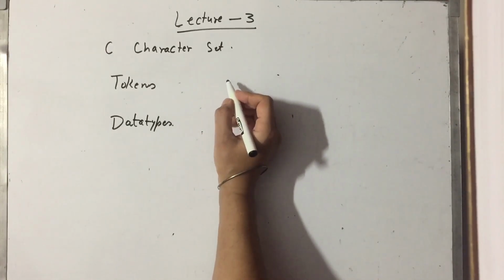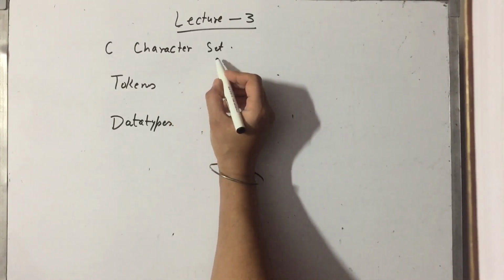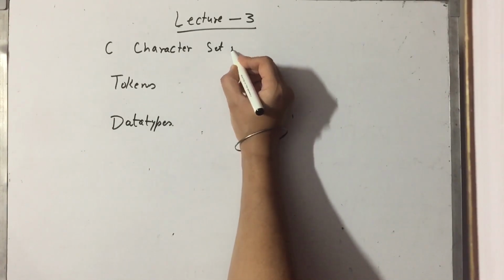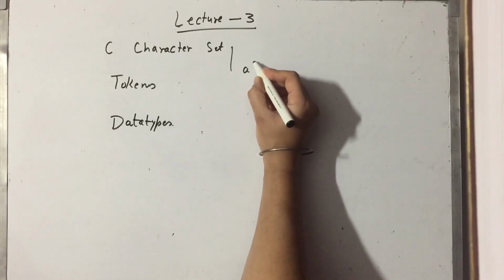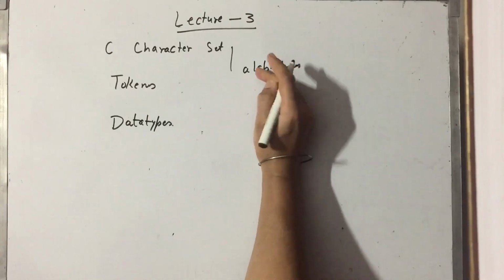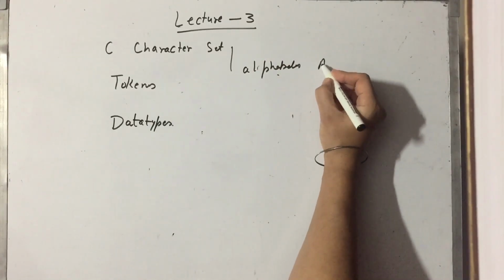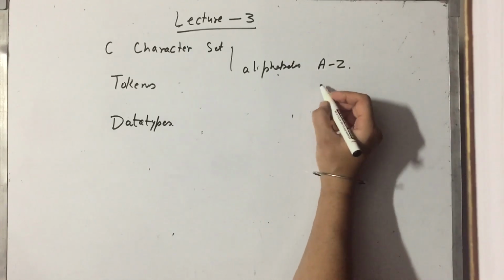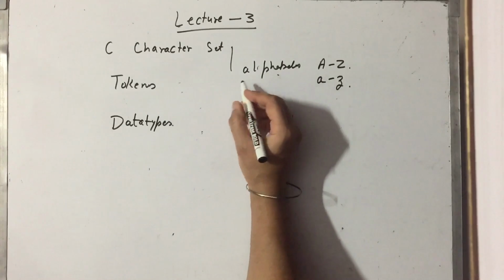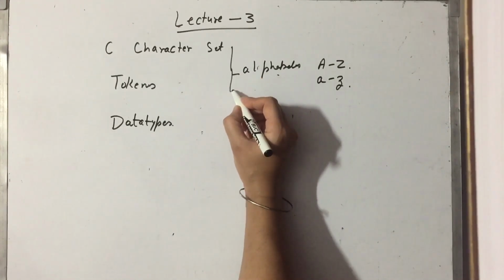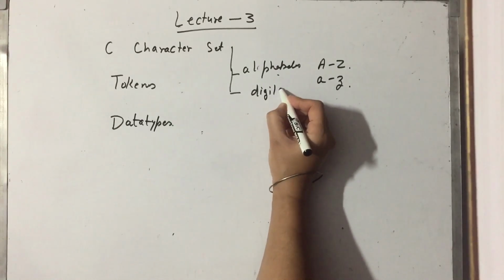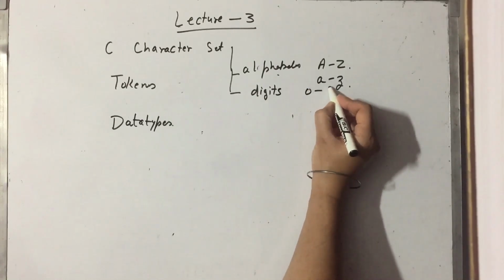So first let us pick up the first thing, that is the C character set. The C character set comprises alphabets, from capital A to capital Z and small a to small z. Then come digits from 0 to 9.